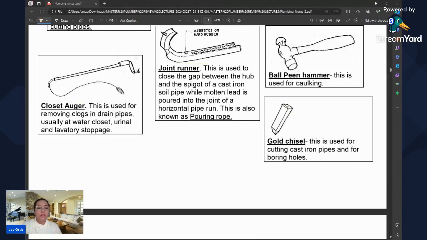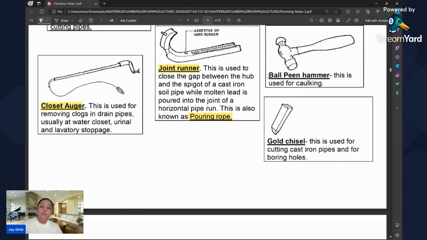So we have the closet auger, and this is used for removing clogs in the drain pipes, usually water closet, urinal, and the lavatory stoppage. You have also the joint runner, and this is used to close the gap between the hub and the spigot of a cast iron soil pipe while molten lead is poured into the joint of a horizontal pipe run. This is also known as the pouring rope.